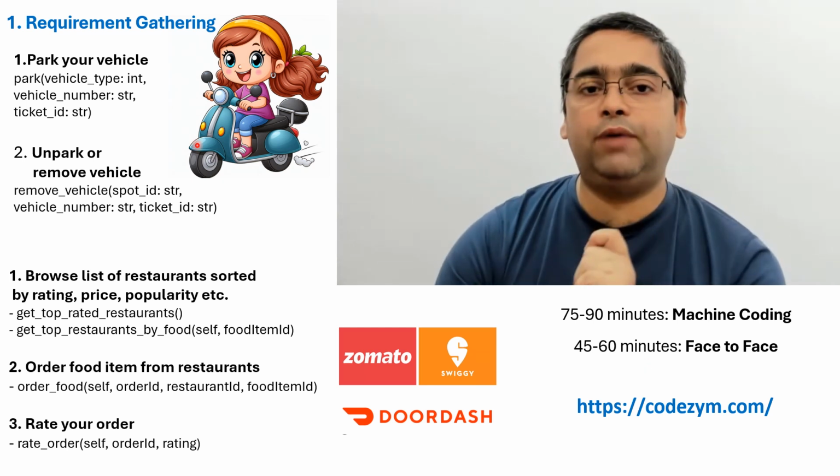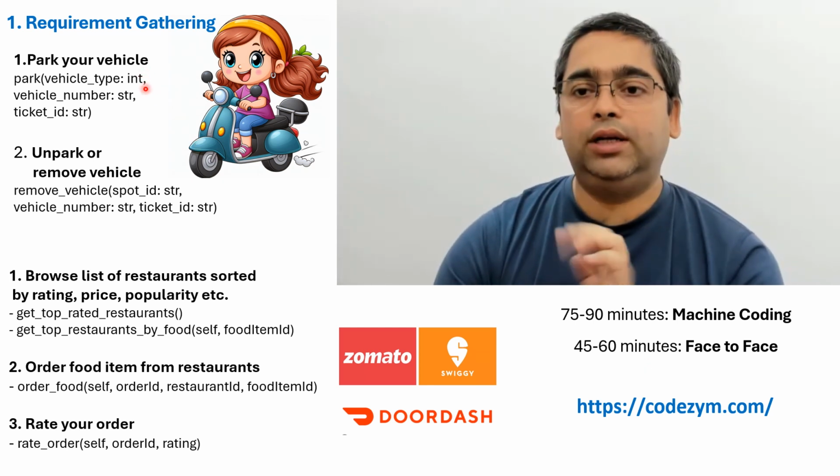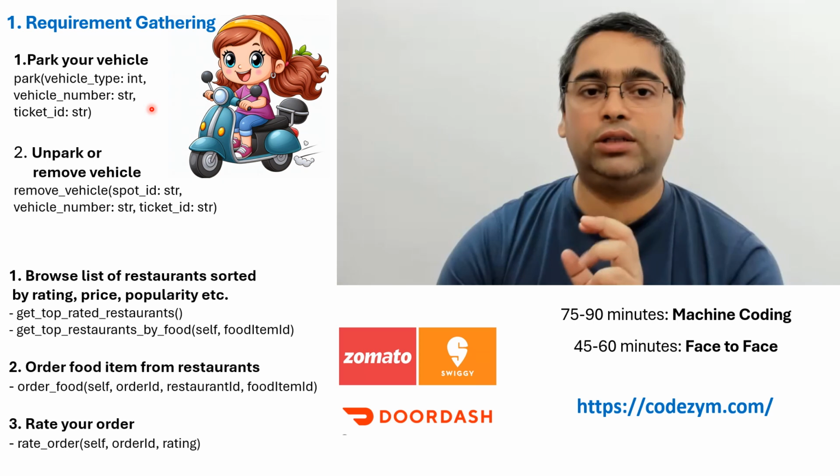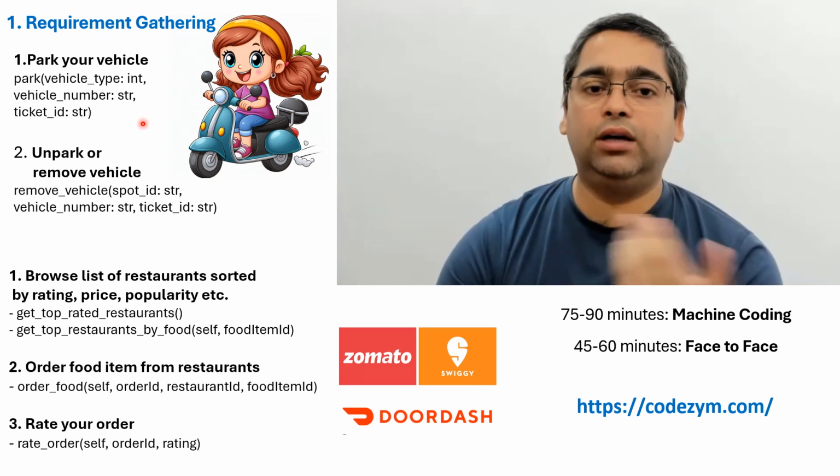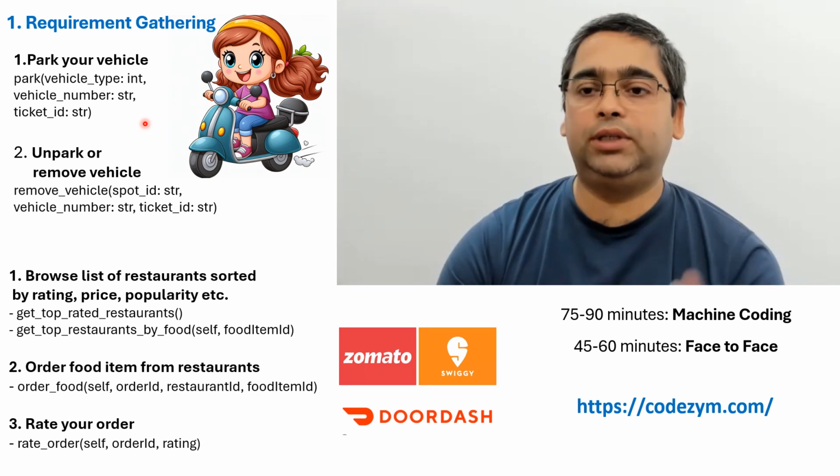Again, the first step will be the requirements gathering part. Let's go through a few examples. Let's suppose you are asked to design a parking lot. Your core requirements can be park your vehicle and unpark your vehicle. Other requirements can be searching for a vehicle in case someone has lost their ticket, and showing the number of free spots.